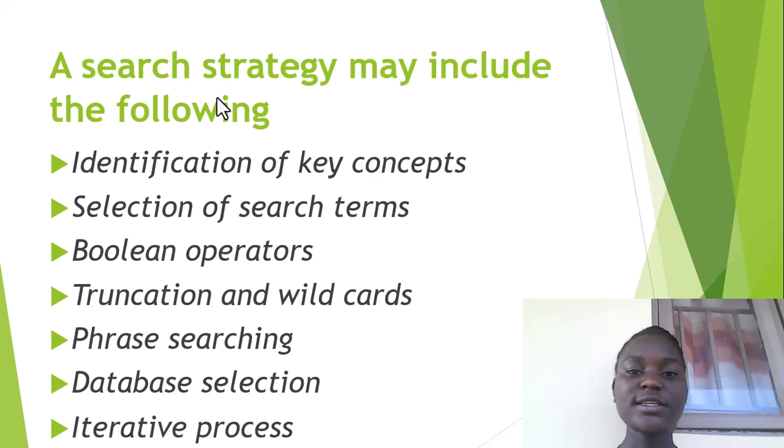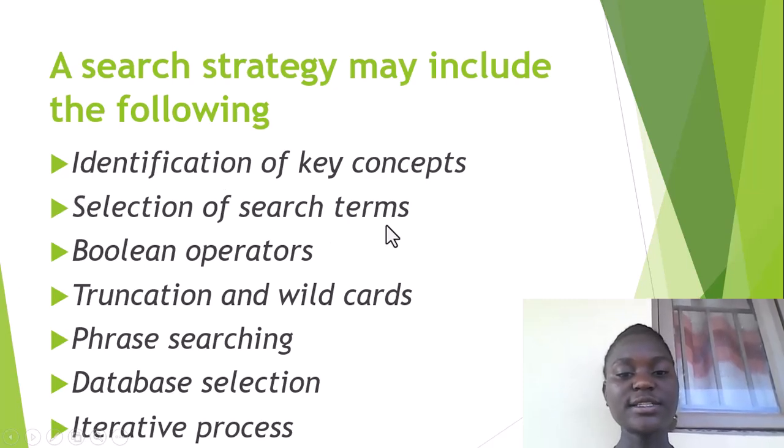The search strategies we may look at include identification of key concepts. For example, if we have a search topic like tourism in Uganda, we can get the key concepts from that. Are they asking about the effects, the factors, or what about tourism? What are they asking about the tourism? We have to get the key concepts in the question for our search.